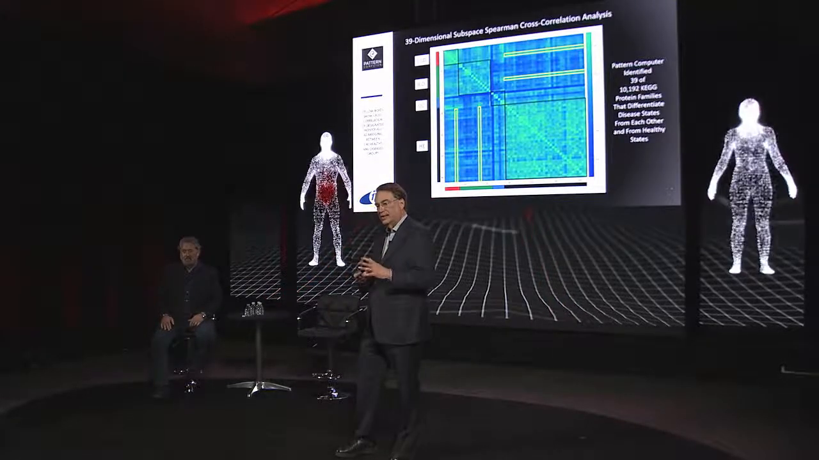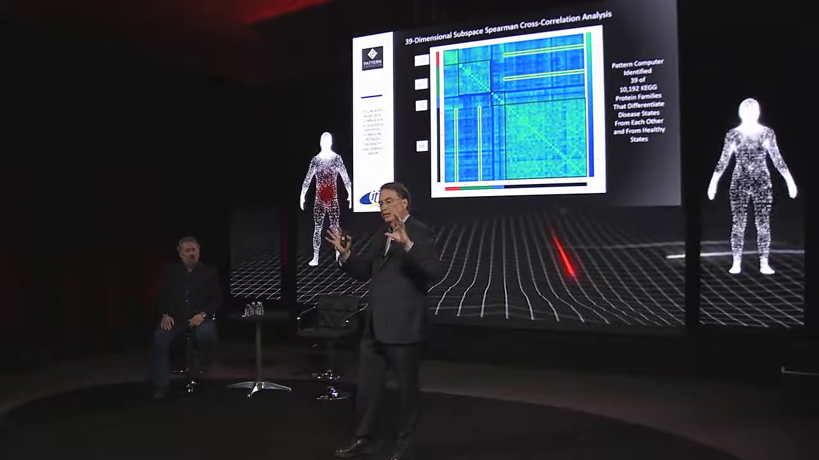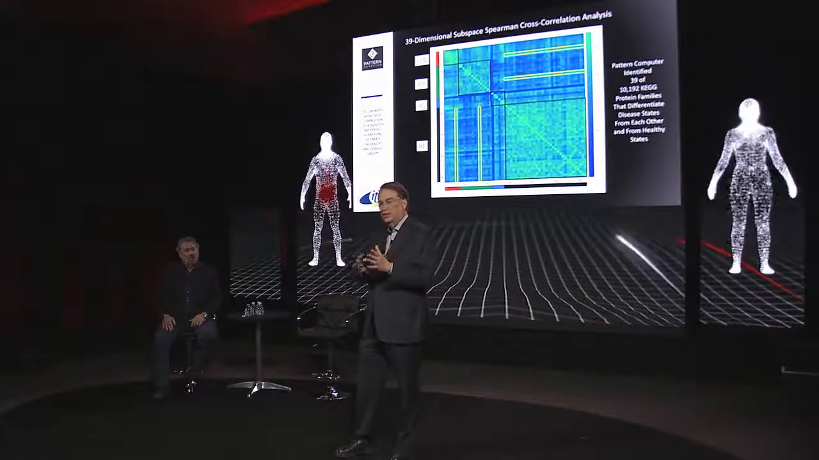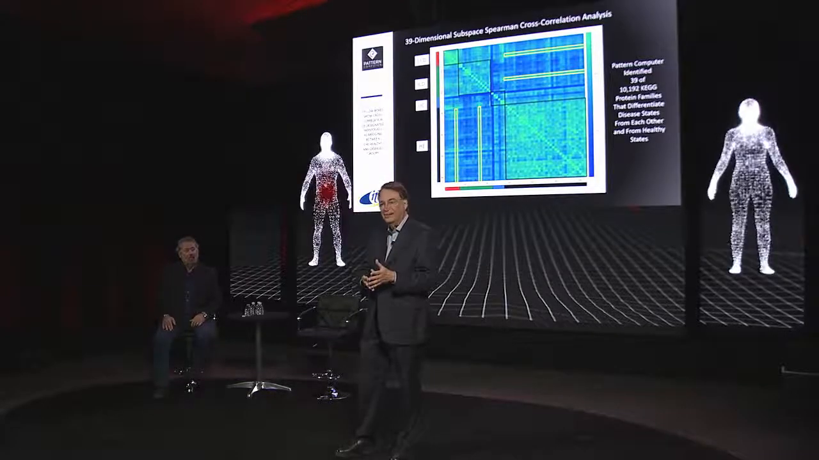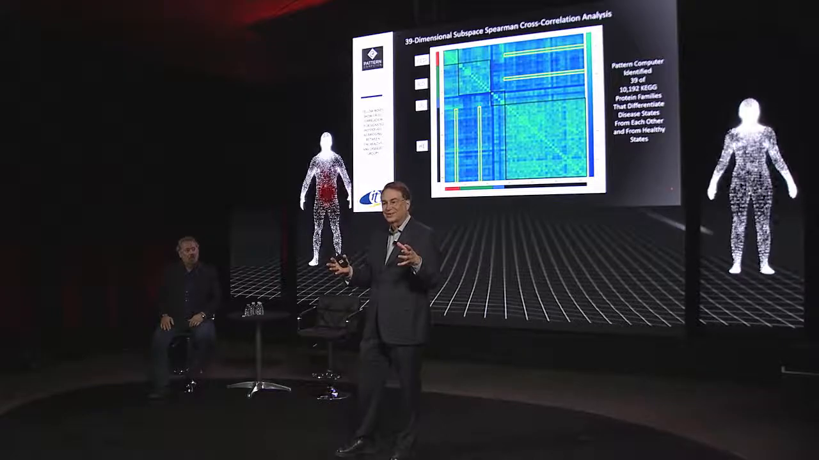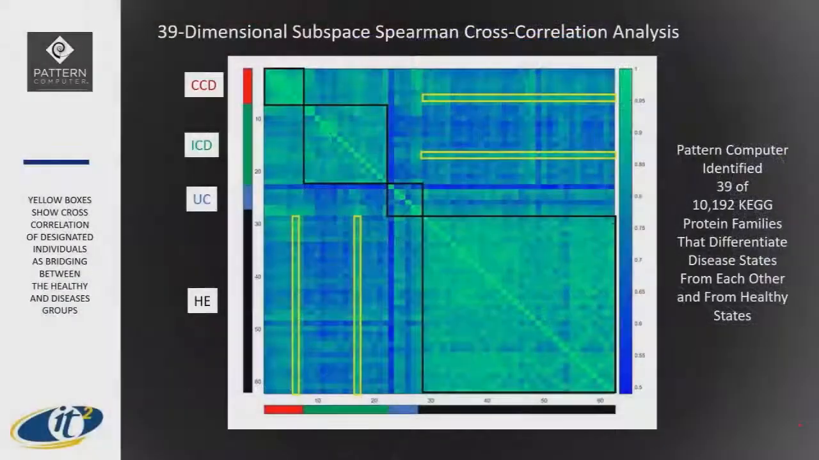And the first thing they did is, by using the Pattern Computer, they were able to take these 10,000 variables per each of my 60 people and say, well, there's 39 out of those 10,000 that actually preserve most of the structure. That's an amazing reduction, almost 3 orders of magnitude. Then they were able to correlate those using the classic Spearman cross-correlation analysis.